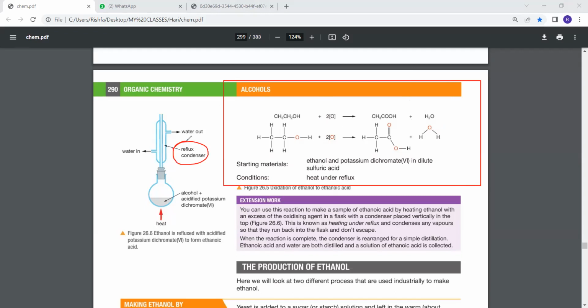A reflux condenser. It's so the alcohol is left behind. Yeah, something like that. Okay, we'll see. Let's take this reaction down.